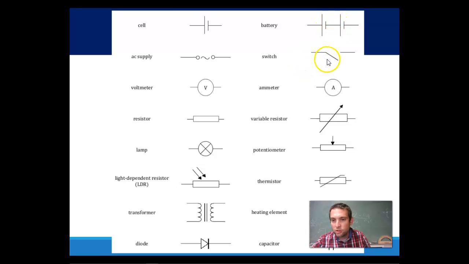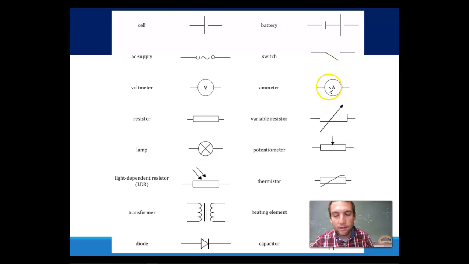A switch looks like this straight line where it's open. If it's open, then the switch is off. The lights are off. If you flip the switch on, it's going to close the switch, because if you close the switch, then you have a closed circuit. And a closed circuit is where electricity is allowed to flow. If the switch is open, no electricity, no lights.